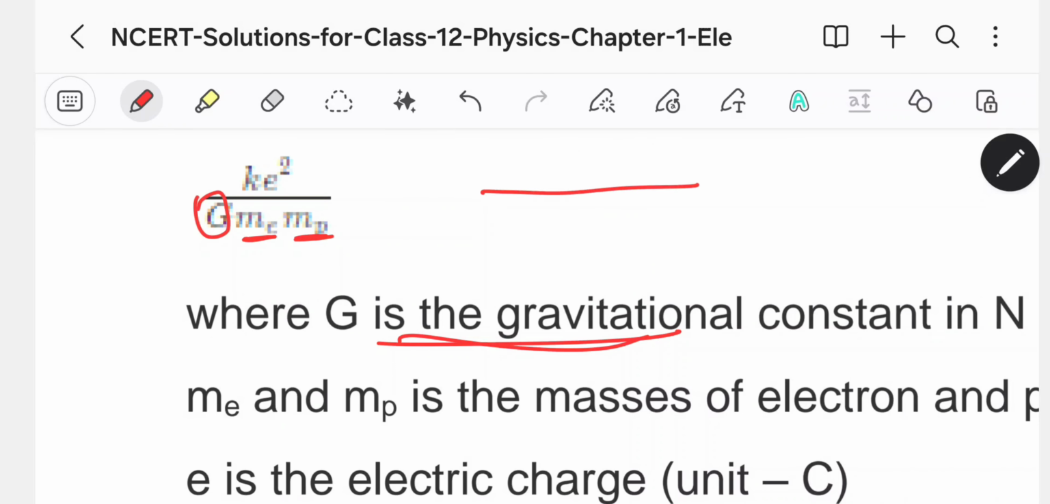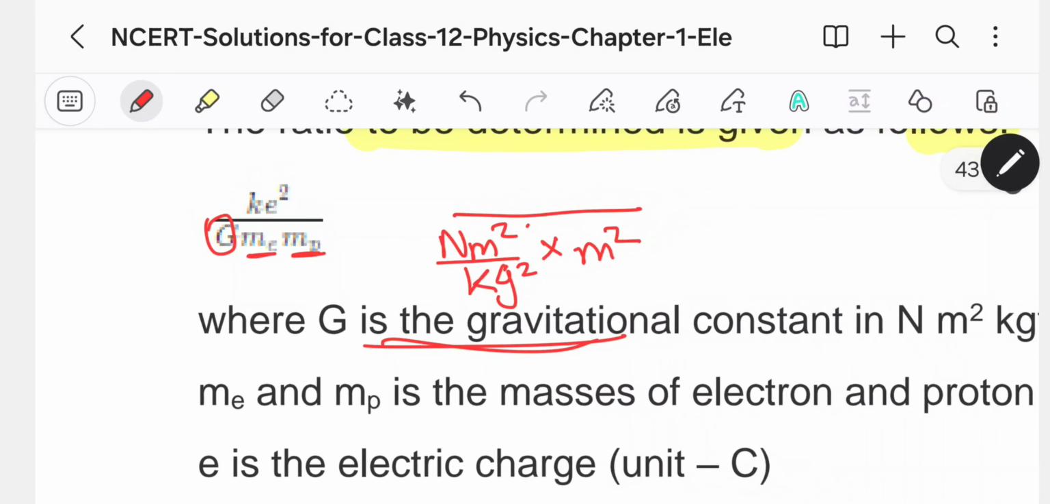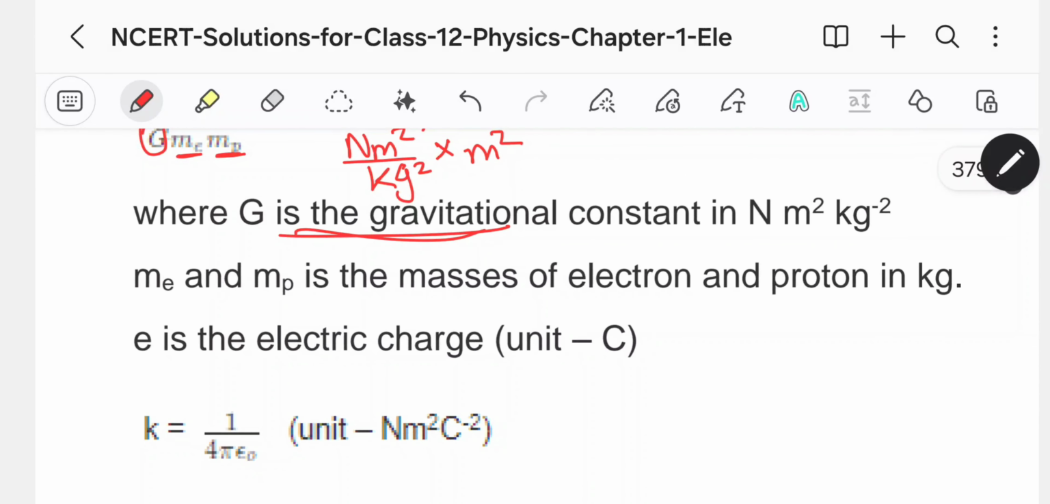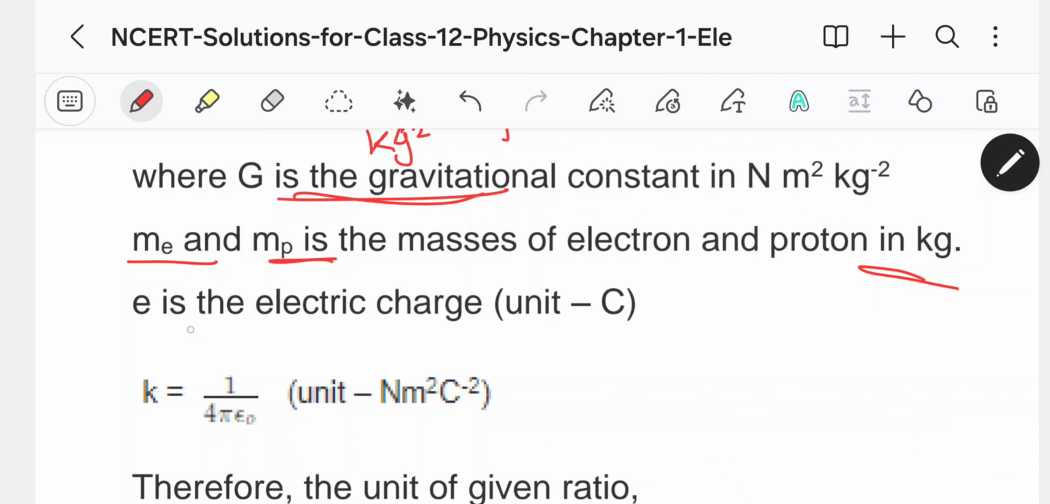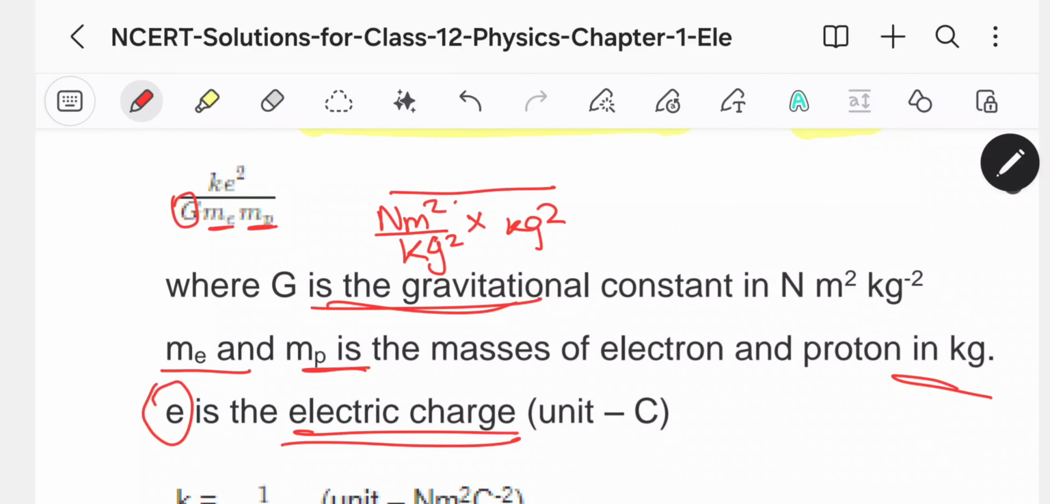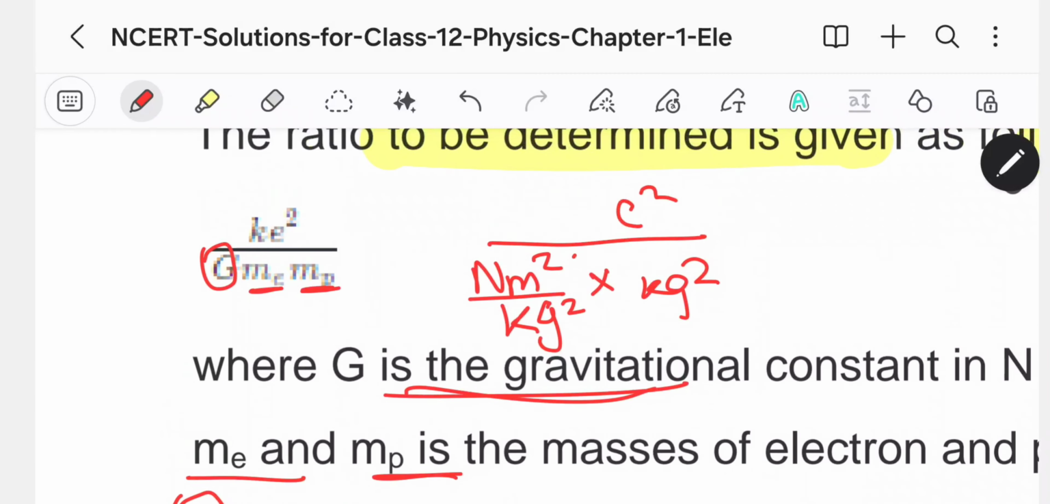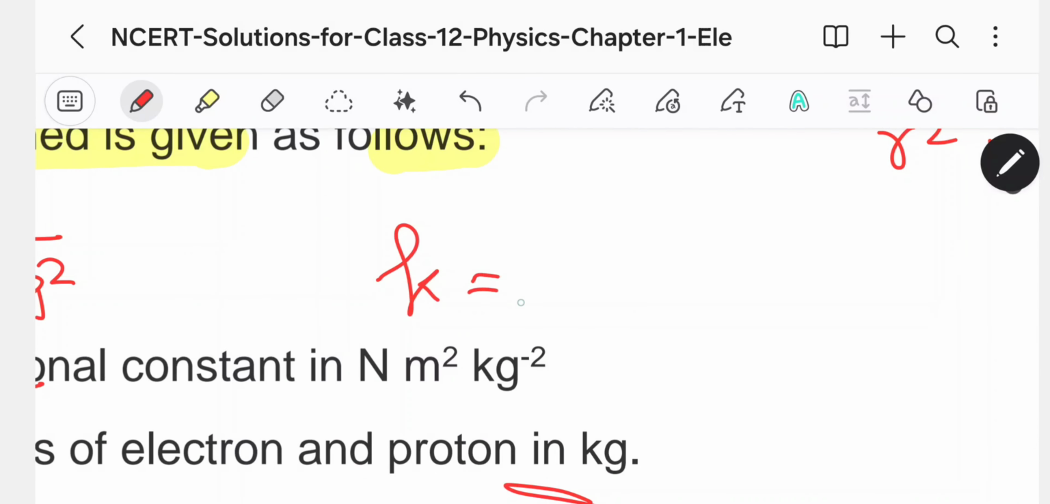So what we can write here is the G value, Newton meter square per kg square, into mass square. I think it's mass square, right? Kg square, my bad. Yeah, so it's kg square, right? And e is the electric charge, which is coulomb, right? So we have C square over here. And K, if you know, it is your constant.